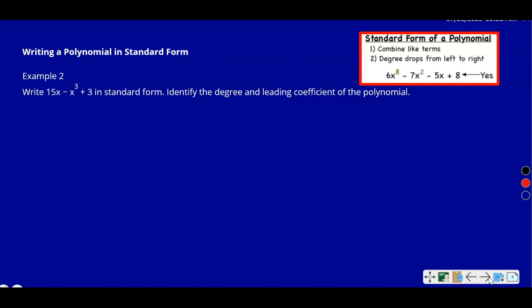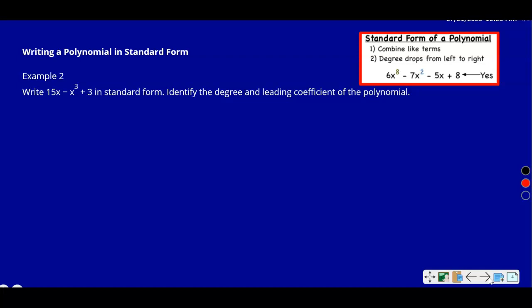Example 2, writing a polynomial in standard form. All right, it says write 15x minus x cubed plus 3 in standard form. Identify the degree and the leading coefficient of the polynomial. All right, so remember, by definition, standard form means you're going to put your highest degree first. So you're going to put your exponents in descending order. So if you look, 15x has an exponent of 1. X cubed has an exponent of 3. And then you have a constant term of 3.